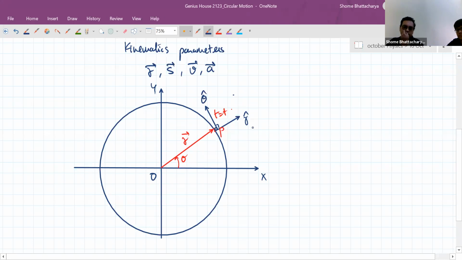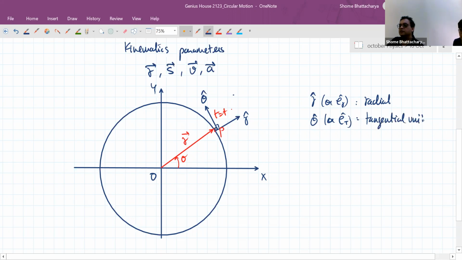But in certain books like H.C. Verma, it's slightly different notation. So r cap or e_r cap, they write it as. So this is my radial unit vector, and theta cap or e_theta cap. I think in Resnick-Halliday they use theta cap only, if I'm not mistaken. So this is the tangential unit vector.